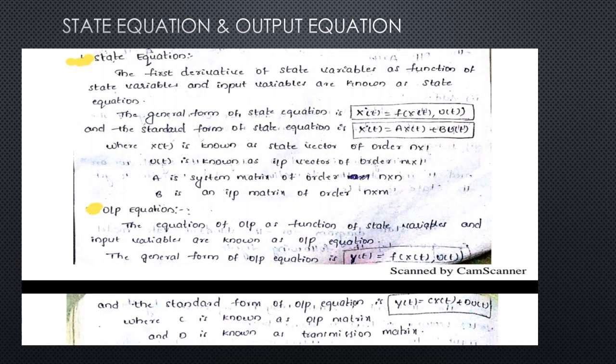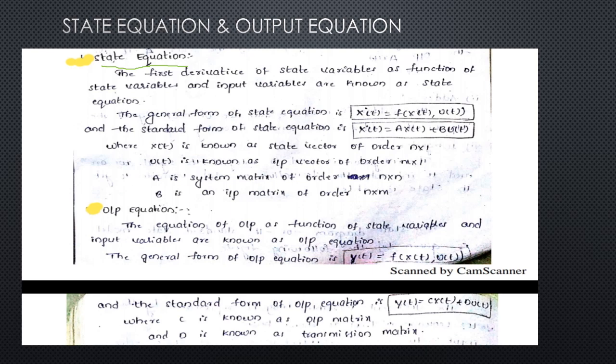Now let us see what is meant by state equation and output equation. The first one is state equation. So we already know that if the system consists of 3 state variables, then the state variables are represented by x1 of t, x2 of t and x3 of t. If we place all these state variables in a column matrix, then that column matrix represents the state vector. So the state vector is denoted by x of t, that is equal to x1 of t, x2 of t, x3 of t, where x1 of t, x2 of t, x3 of t are the elements which form the column matrix.